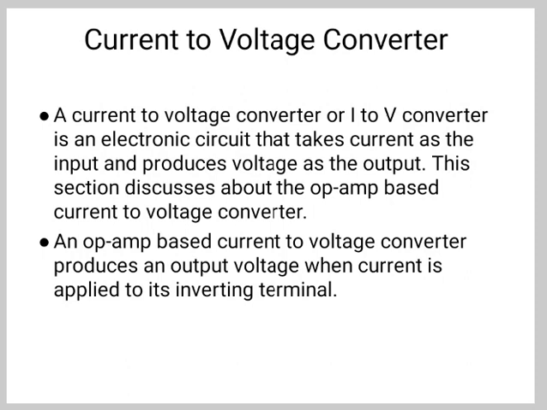Next is the current to voltage converter. A current to voltage converter, or I to V converter, is an electronic circuit which takes the current as input and produces voltage as the output. So here we discuss the op-amp based current to voltage converter. An op-amp based current to voltage converter produces output voltage when current is applied to its inverting terminal.